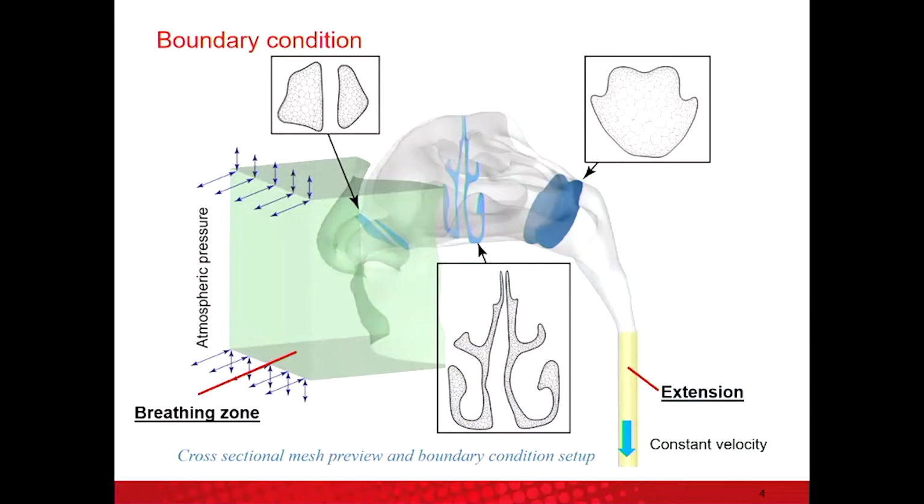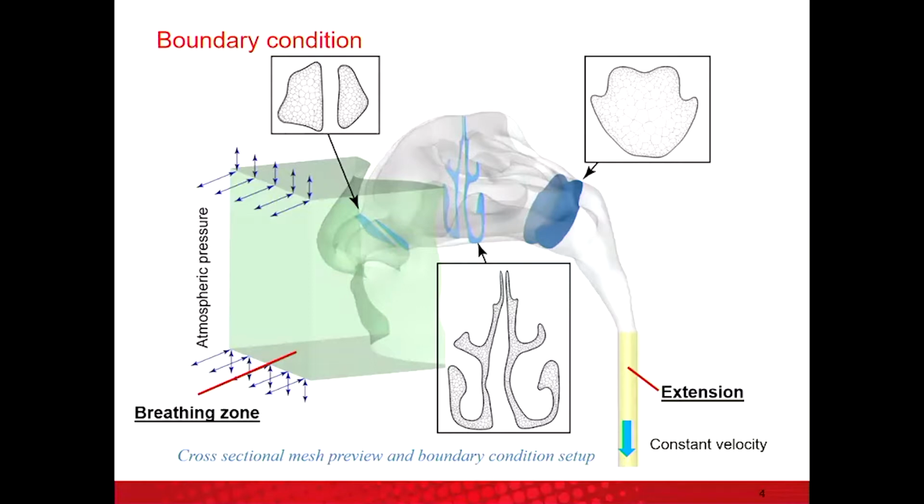So during the simulation, the air is coming from the boundary of this breathing zone, and the boundary is set up as the atmospheric pressure, which is the surrounding region. And the air is inhaling from the surrounding region. The air can freely come in and go out from the boundary of this box.